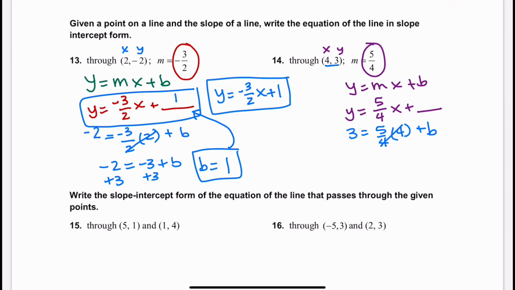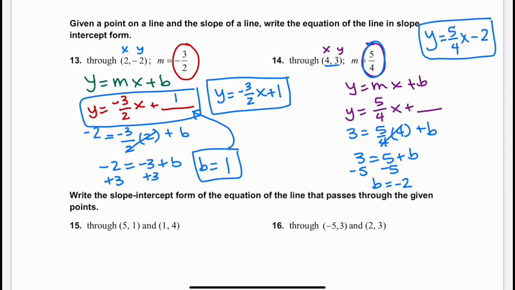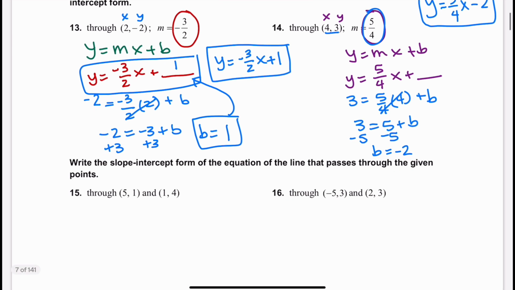My 4's cancel. So 3 equals 5 plus b. Minus 5 from both sides. B equals a negative 2. So my equation is going to be y equals 5/4 x plus b. My b is minus 2. So this would be the equation of a line going through the point 4, 3 and having a slope of 5/4.